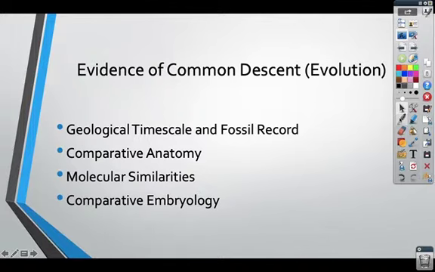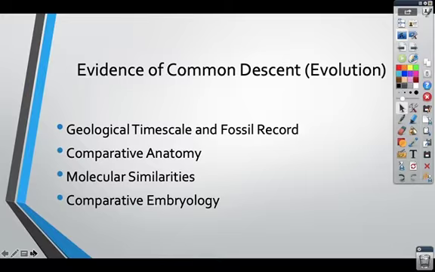And then our last line of evidence comes from comparative embryology. So embryology is the study of how an organism develops from the time the egg is fertilized until it becomes a fetus, or when it starts to look like what it's supposed to be. So now let's take a look at each of those lines of evidence a little more closely.